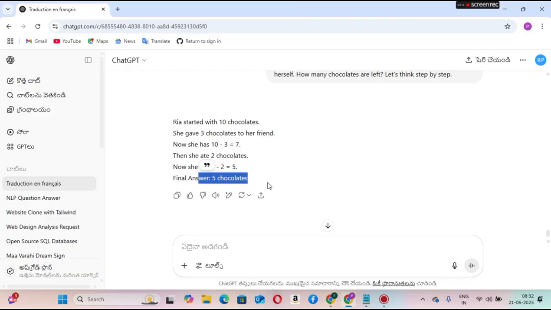So chain of thought prompting is powerful because it slows down the model to think logically. It is great for multi-step, reasoning-heavy tasks. It mimics how humans solve problems by breaking them into smaller parts. It significantly reduces mistakes in math, logic, and reasoning. So, in the next video, you are going to learn about self-consistency prompts.